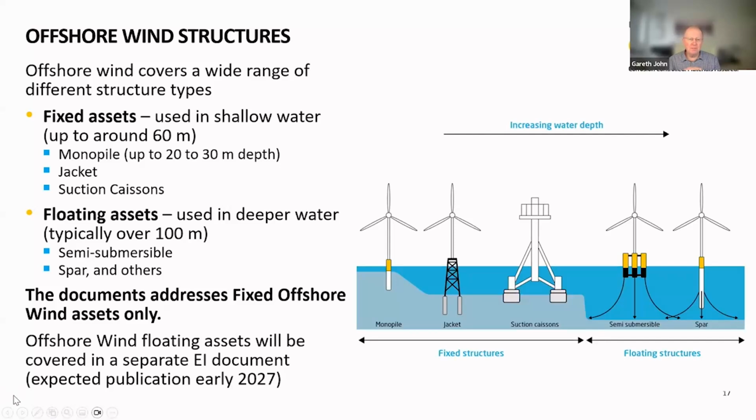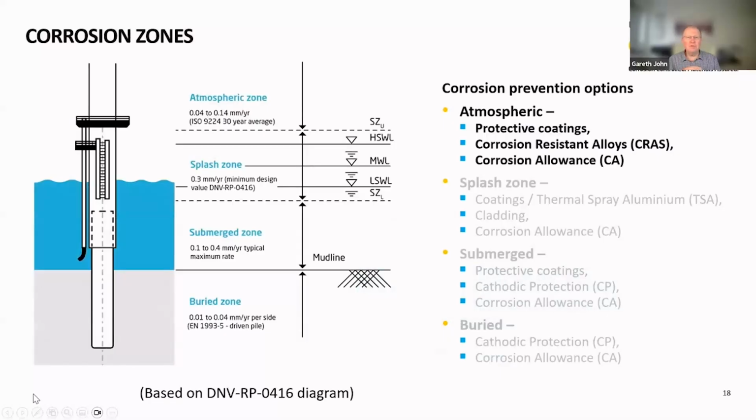As mentioned previously, the document we're talking about today only addresses the fixed offshore wind assets. So that's monopiles, jackets, suction caissons, and the like. Offshore floating assets, as mentioned by Cameron previously, are now being considered, and there is a new EI document currently being developed by essentially the same team, and the aim is to get that ready for publication sometime in 27. Next slide, please. And this is where I pass over to Dave Buxton, who was leading the corrosion side of these things, to talk through the main areas of the document.